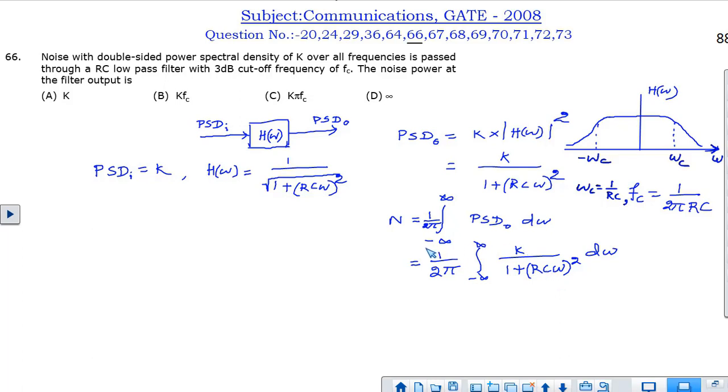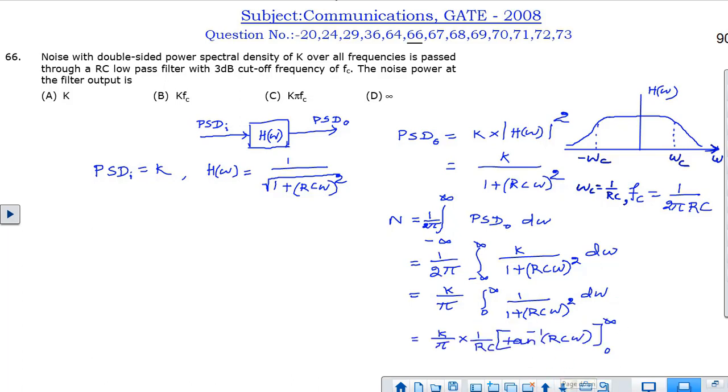So now we will try to integrate this one. Here K is a constant, we can take K outside, and this function is always an even function of omega. So from minus infinity to infinity, we can simply change the limit to 0 to infinity, and we can put 2 outside. If we put 2 outside and take K outside, then 2 will be cancelled. So we will have only K by pi at the outside, and the integration will be over 0 to infinity of 1 by 1 plus (RC omega) whole square into d omega. If we integrate this, we will have a tan function, and after integration we will get tan inverse RC omega from 0 to infinity.